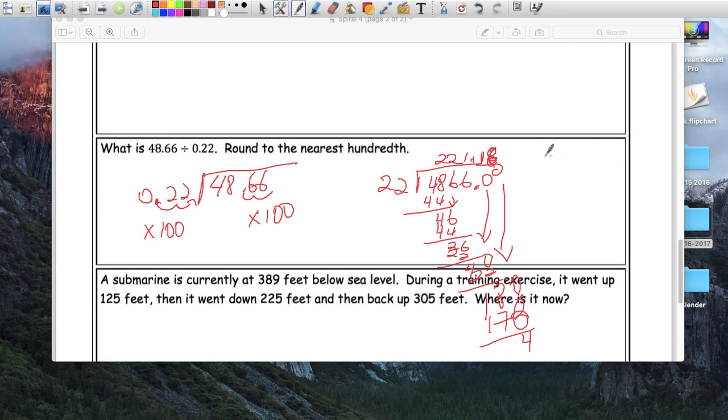I'm going to stop here, just to clean it up. It's going to be 221.18. If I go one more 0, 22 goes into 40 only 1 time. So if I round it to the nearest hundredths, that 1 does not have enough power to move that 8 to a 9. So my final answer will be 221.18.